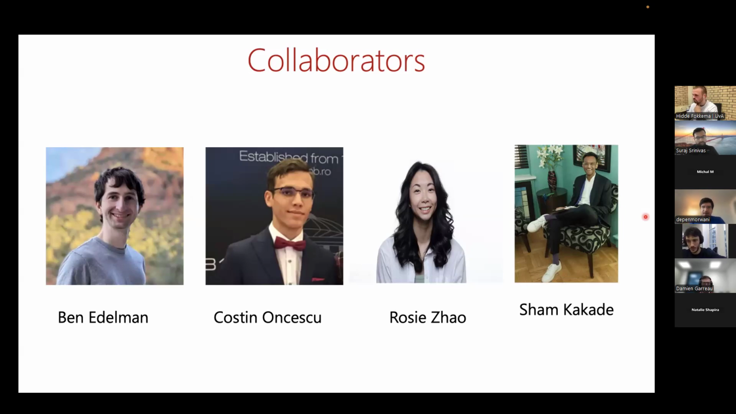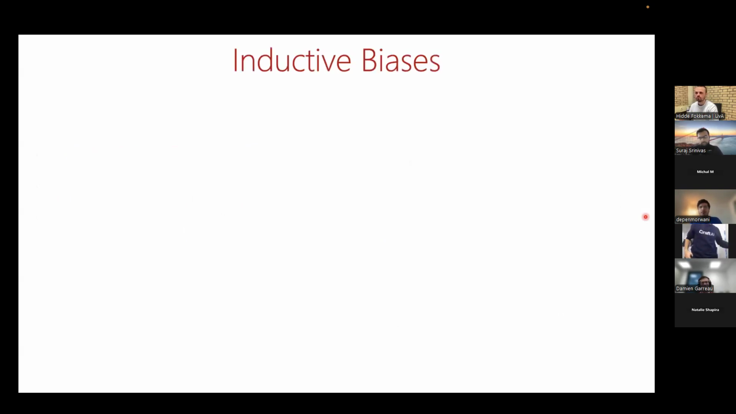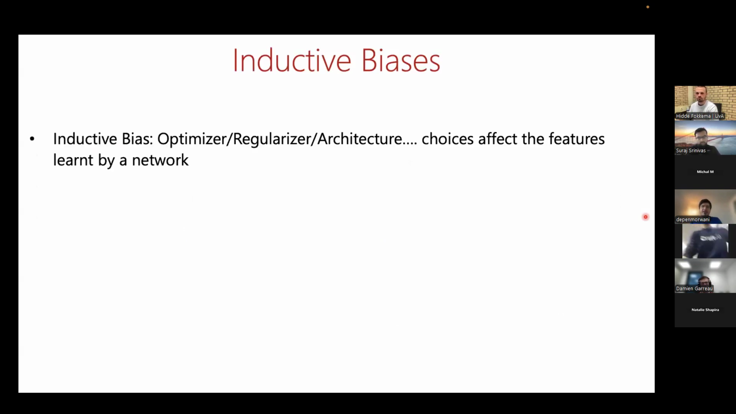Okay, so let's start with the background for the talk. This is a term you will hear a lot in the talk. So let's first try to see what the term inductive bias means. According to me, this means any choice which we make during a training process, which affects the way neural networks choose to implement a particular task. That could be called the inductive bias of that choice.